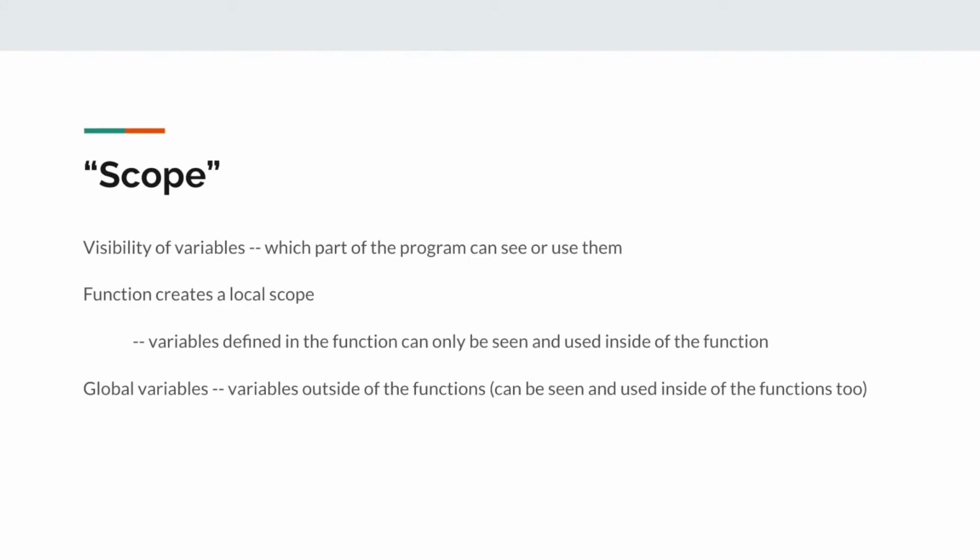But there's also a concept of global variables, which are variables outside of the functions, basically. They can be seen and used inside of the functions too. So if you define x equals 5 before that function, you will be able to use that value and that x inside of the function as well. And you would also be able to use that x and 5 after the function too. So let's see some examples in Python.